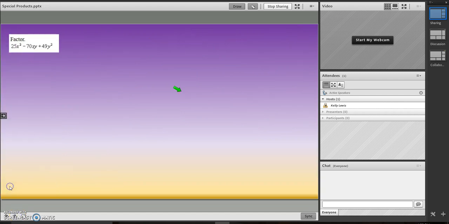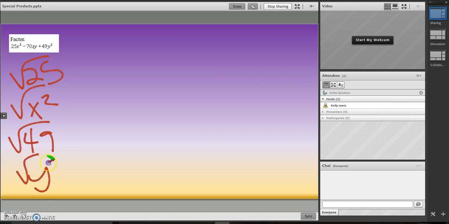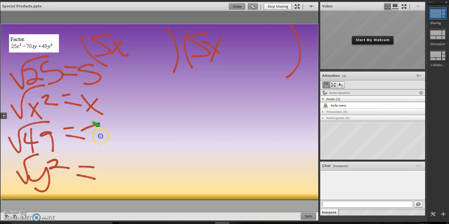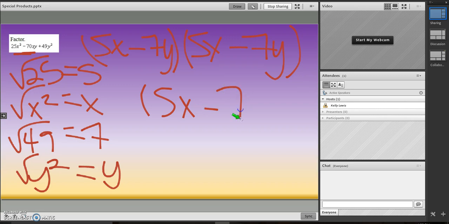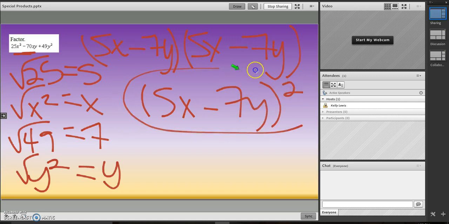Okay, here we are. Square root of 25, square root of x squared, square root of 49, square root of y squared. Okay, and we're going to have to write the factors. So square root of 25 is 5. Square root of x squared is x. Square root of 49 is 7. Square root of y squared is y. And then this guy right here is negative, so he needs to be negative. So they're the exact same. So we're going to put a squared, because squared means, hey, write me twice.